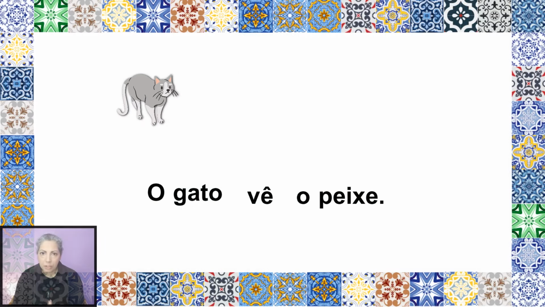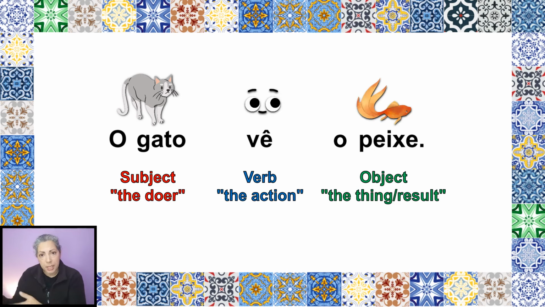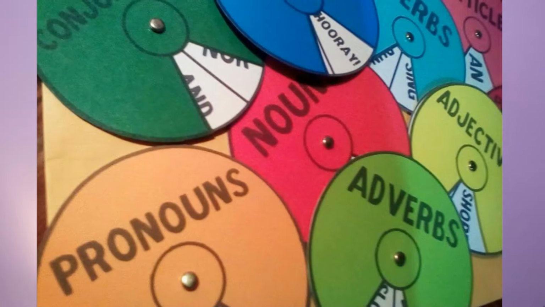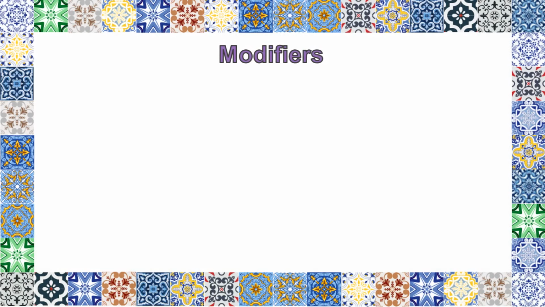So, o gato is the doer of the action of seeing, which is vê, and o peixe is the fish, which is the object in this sentence. It's what the cat is seeing. Now, of course, if it were just as simple as that, you'd be understanding loads by now and speaking many different types of sentences. But as with any language, we have these other words called modifiers, and we add them into our sentences to enrich them, to add additional information, or to change the meaning in some way.